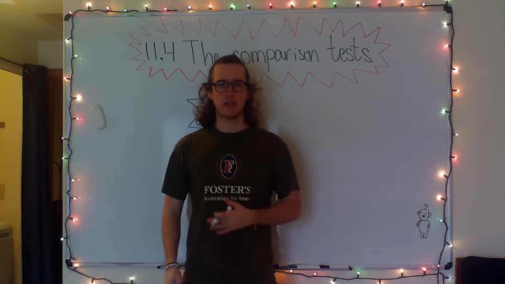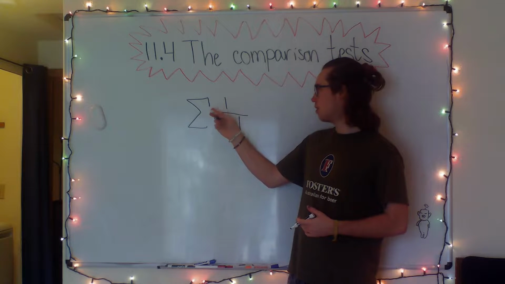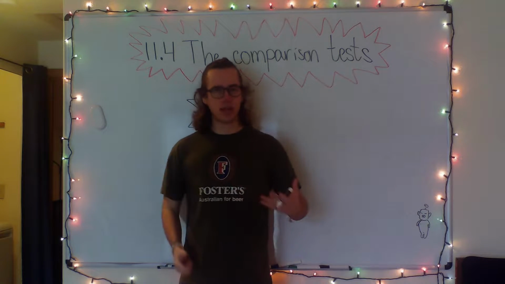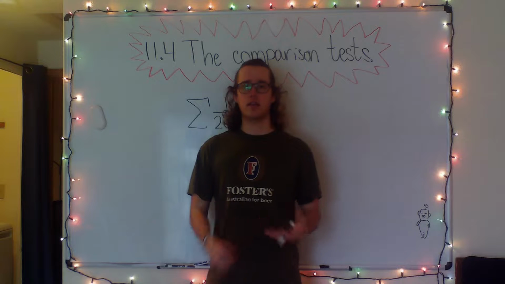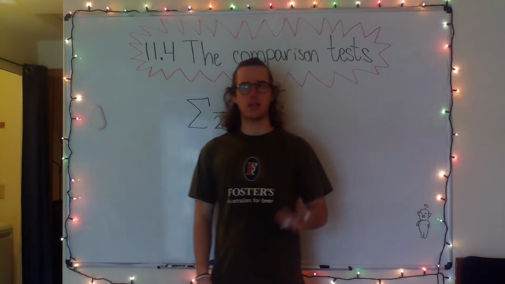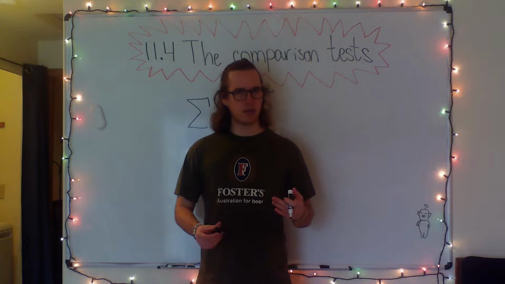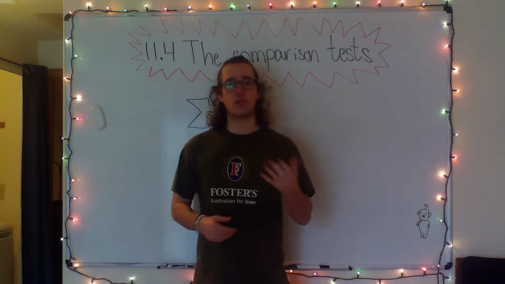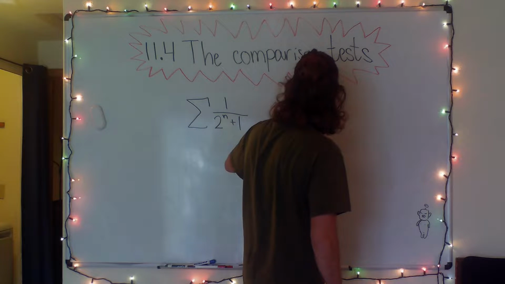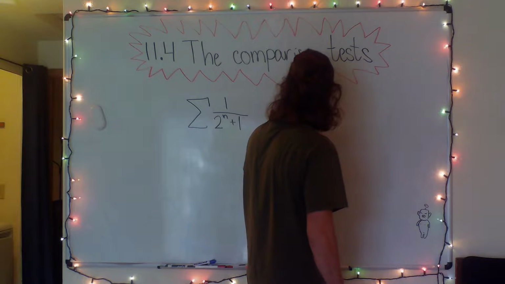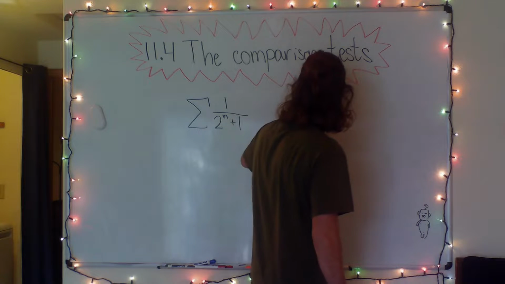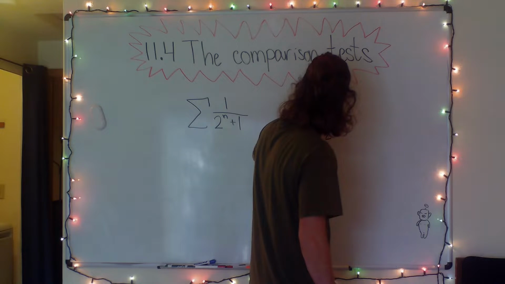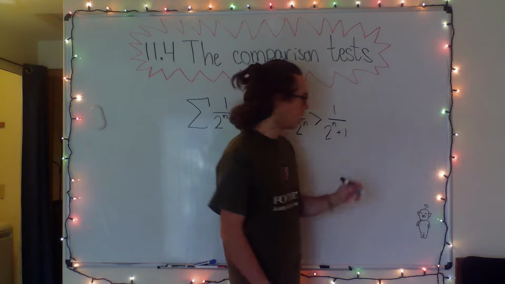How can we use the comparison test? Well, here, what if we had the series, the sum from 1 to infinity of 1 over 2 to the n plus 1? Well, we don't actually know how to deal with a series like this yet. It almost looks like a geometric series, and we can actually compare it to one. If we take 1 over 2 to the n, well, 1 over 2 to the n is going to be greater than 1 over 2 to the n plus 1 for all n.